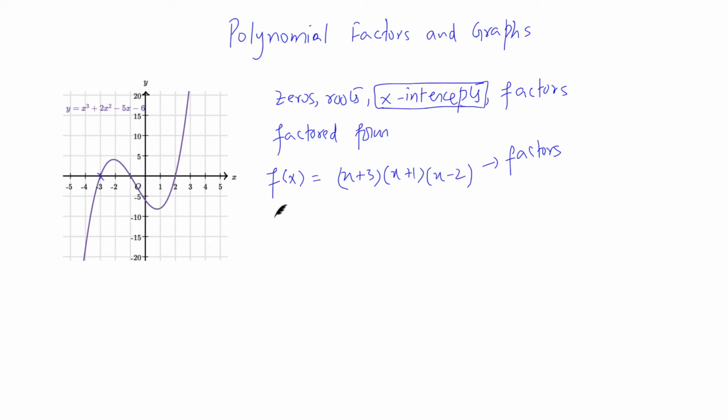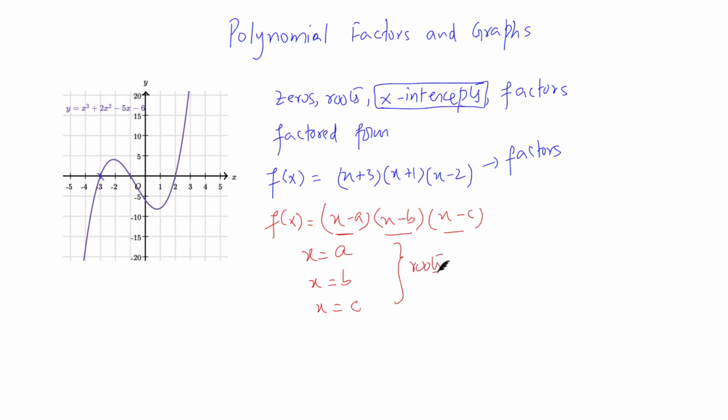Simply, if a function is written like this, remember this form: f of x equals x minus a into x minus b into x minus c. These are the factors. And what are the roots? What are the solutions? What are the x-intercepts or zeros? You simply equate these factors to zero and solve for the roots. So the roots are x equals a, x equals b and x equals c. These are the roots or the zeros.